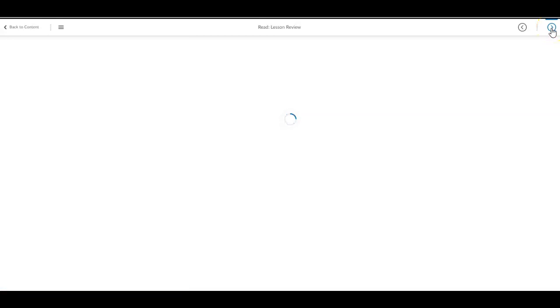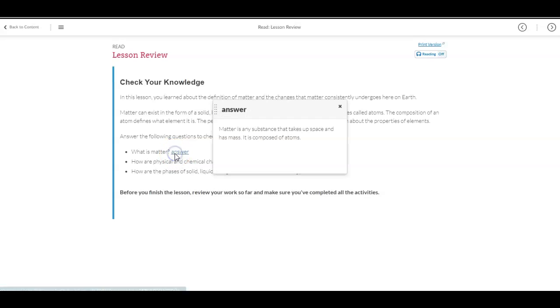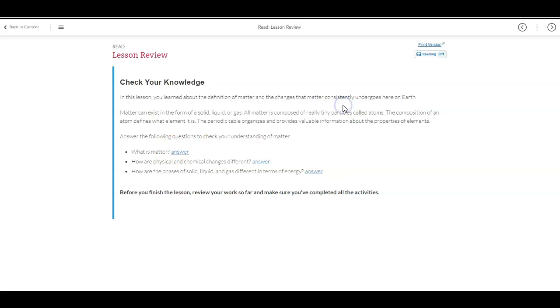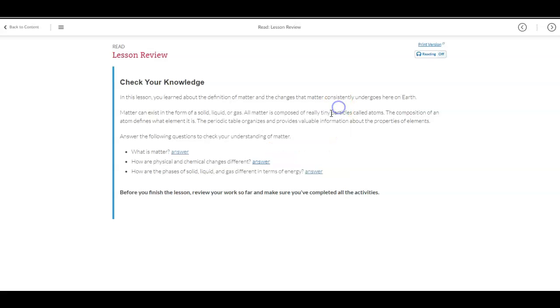So as we get to the end of the lesson, we're going to review a couple of things. Remember, we need to know what matter is, so you definitely want that definition. Any substance that takes up space and has mass, it is composed of atoms. How are physical and chemical changes different? So we know that physical changes are changes that do not result in changed identity of a substance, and chemical changes always result in the changed identity of a substance.